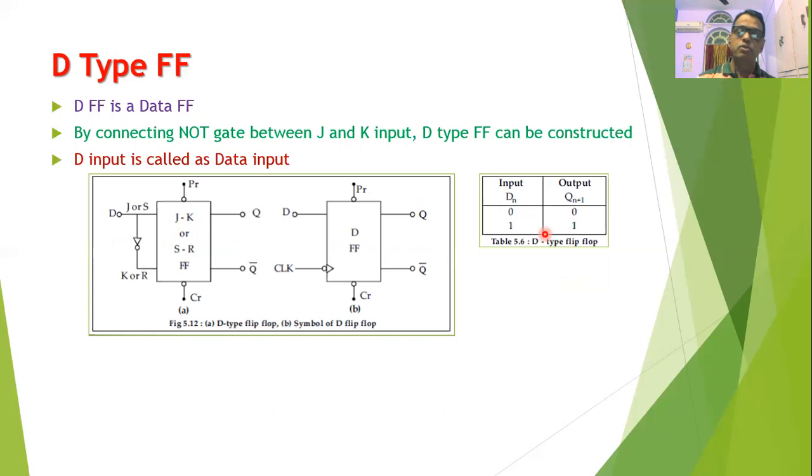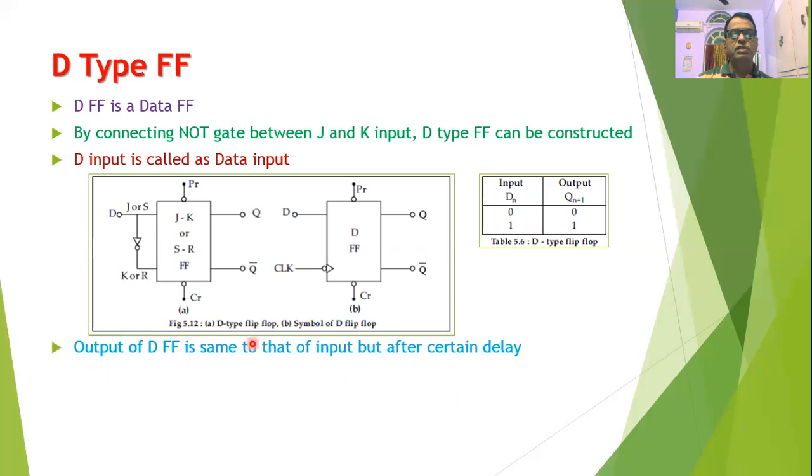So one can easily observe that whatever input we apply, the same input will get stored in the flip-flop, and therefore this is called a data flip-flop. The output of the D flip-flop is the same as the input, but we will get the output only after application of the clock pulse. So the truth table is very simple, and it will have only two states because there is only one input.